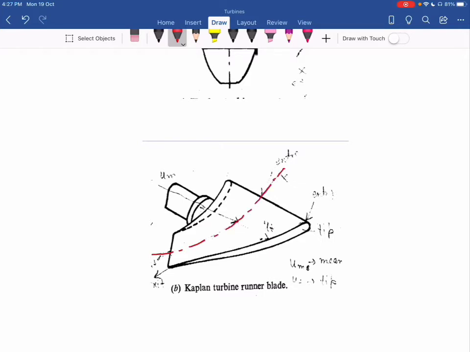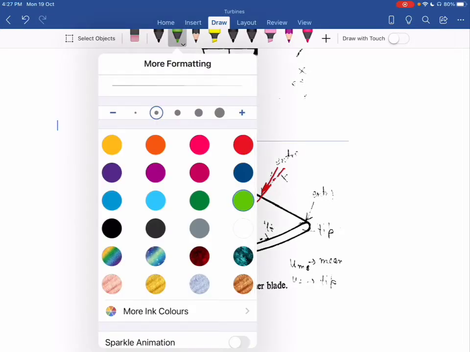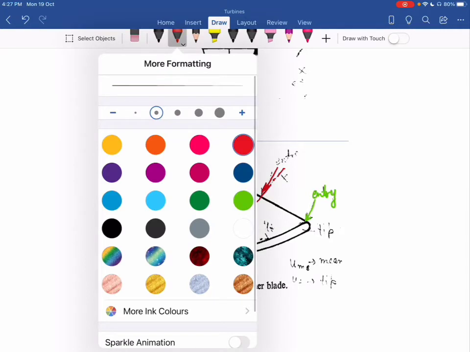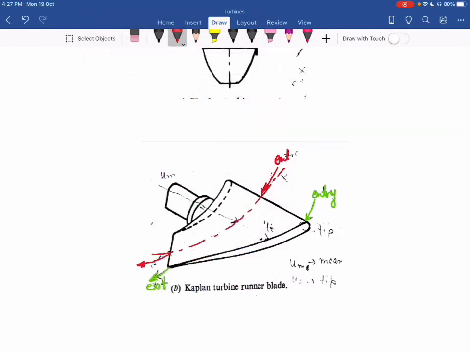Okay, so this is my one section. In this case, you can see the water enters from this side and leaves from this side. So this is for one section. Similarly, for the extreme outer section, you can see the water enters from this side and exits from this side. Here this is my entry and this is my exit, and this is the tip of the runner blade.